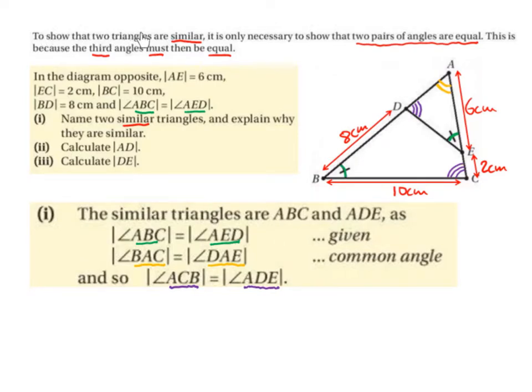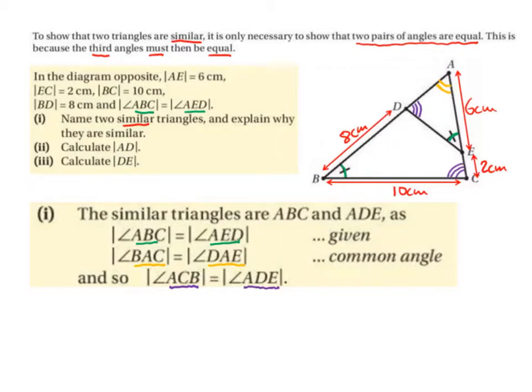To show that two triangles are similar: similar triangles have three equal angles, but their side lengths are different, but they are in the same ratio. It is only necessary to show that two pairs of angles are equal. This is because the third angle must then be equal. So if we prove that two angles are equal, we automatically know that the three angles are equal, and we automatically know that they're similar triangles.